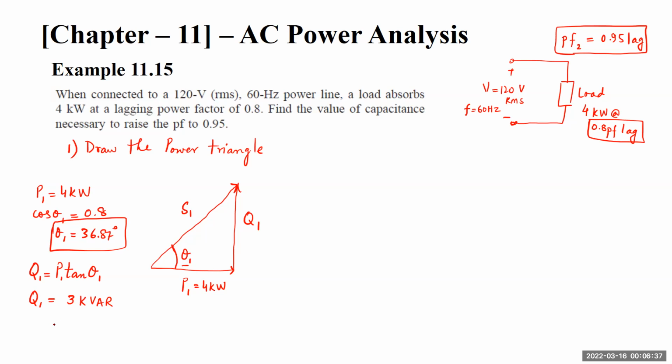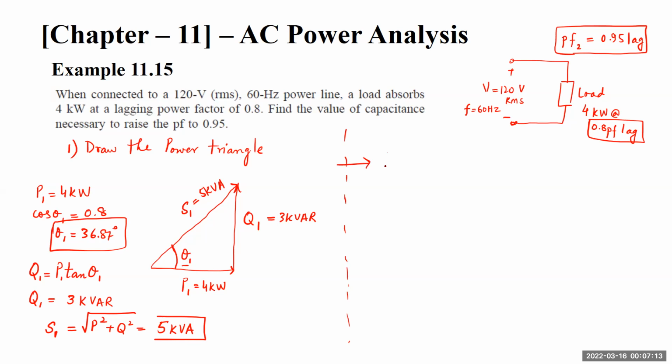Similarly, the value of S1, if we have to calculate, it can be the square root of P square plus Q square. So it will be 5 kVA. Okay, so this is my value of S1. So now I have Q1 as 3 kVAR, and S1 is equal to 5 kVA. So we have these three values. So now what do we have to improve? We have to improve the power factor, so improved power factor 2 is 0.95.